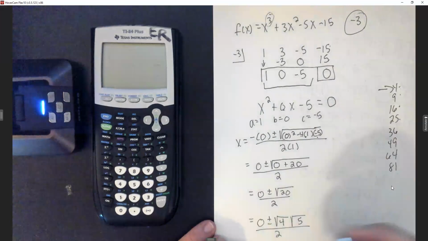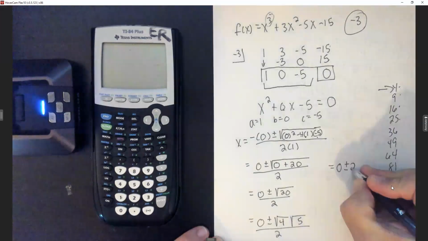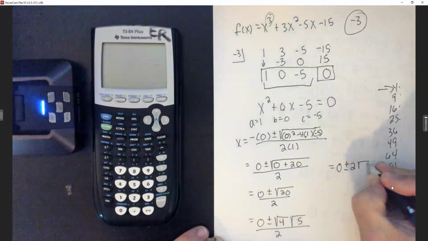That's going to give you 0 plus or minus. What's the square root of 4? The square root of 4 is 2. And then you got that square root of 5. All that's over 2.